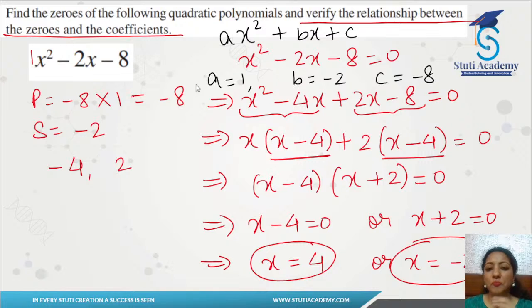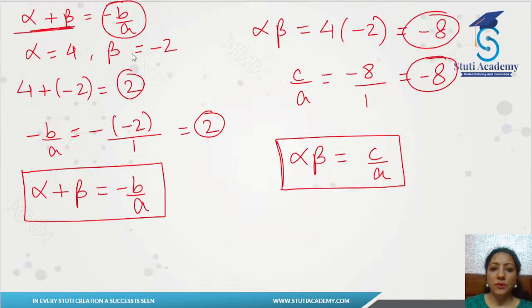Now, we are going to take the values of b and a, and we are going to put it here. We want minus b upon a. So, minus b upon a is minus 2 upon 1, that is 2. So, we are getting the sum of the zeros and the coefficient minus b upon a as 2. So, from here, we can conclude that alpha plus beta is same as minus b upon a.